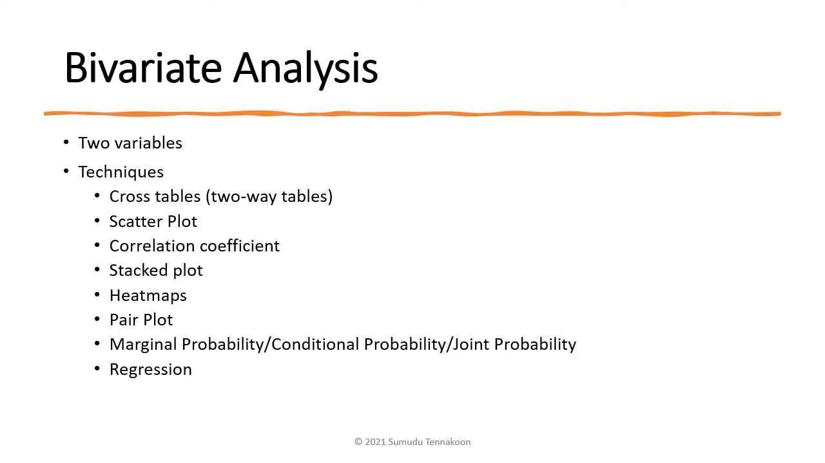Now let's look at bivariate analysis. As the name suggests, in bivariate analysis we use two variables at a time. The techniques we can use are cross tables, or contingency tables as we can call them, and scatter plots. You all know scatter plots. Also correlation coefficients, stack plots, heat maps, pair plots, marginal probability, conditional probability, which we discussed in the statistics and probability lessons, and regression.